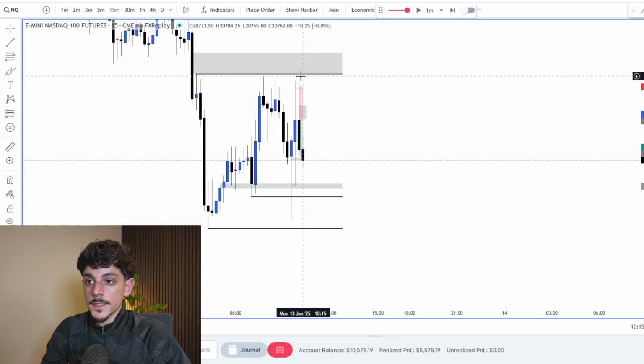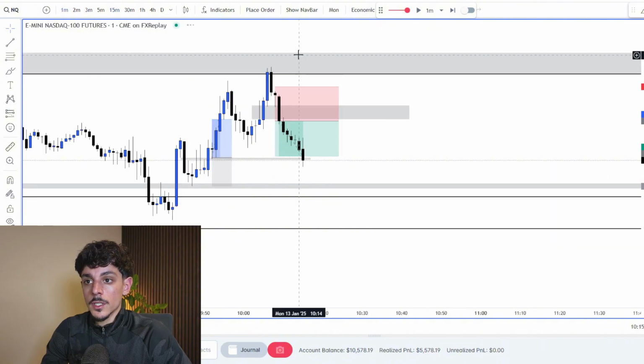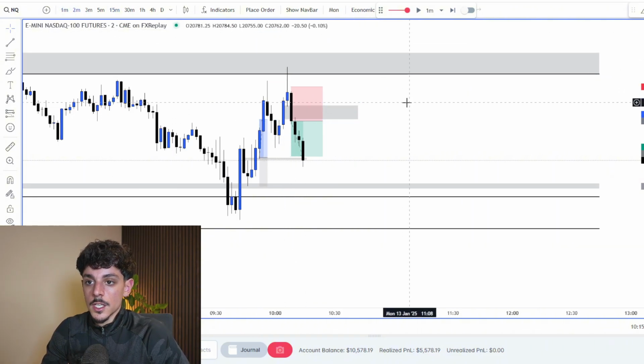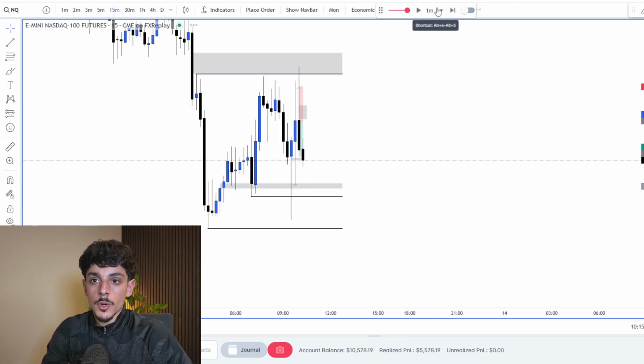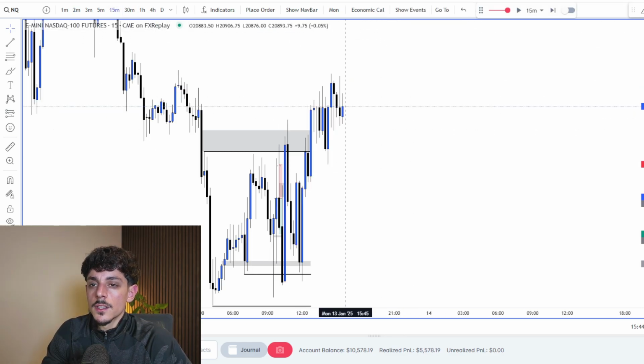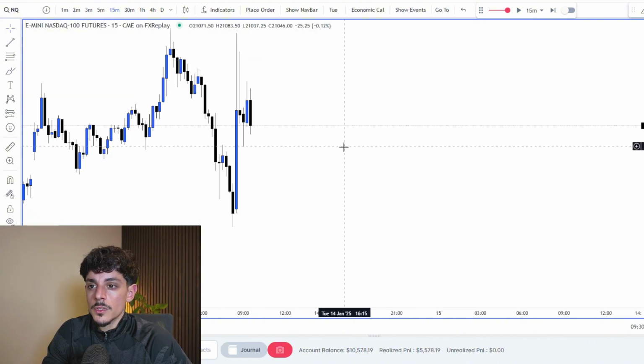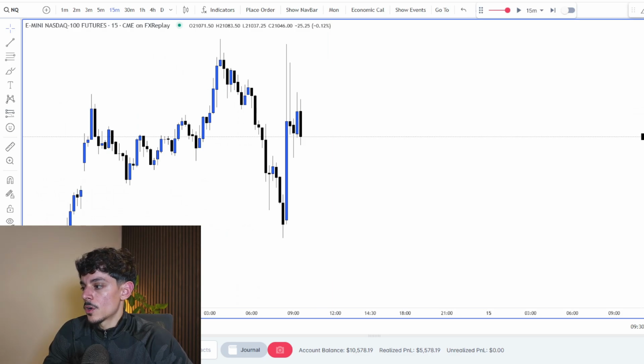15 minute buy side liquidity sweep into this gap, can't close inside of it, so above it, then we react towards the downside, inverse this gap, and then we see a move back for a 1-to-1. Right after you take 2 trades in a day, you shouldn't look for something else. So this is where I would go to next day open and look for another possible opportunity.